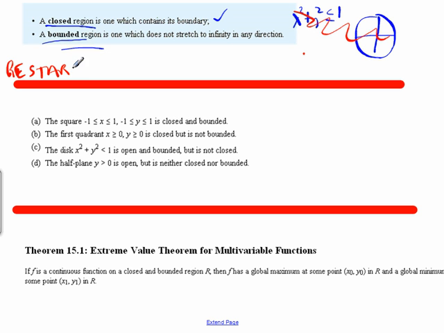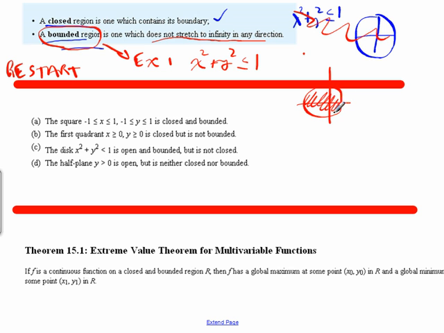Restart. I was just talking about a bounded region. A bounded region is one that doesn't stretch to infinity. An example of that is x squared plus y squared less than or equal to 1. That's a bounded region because you're only looking in one little area. The closed region, which I incorrectly described a second ago, is one which contains its boundary.